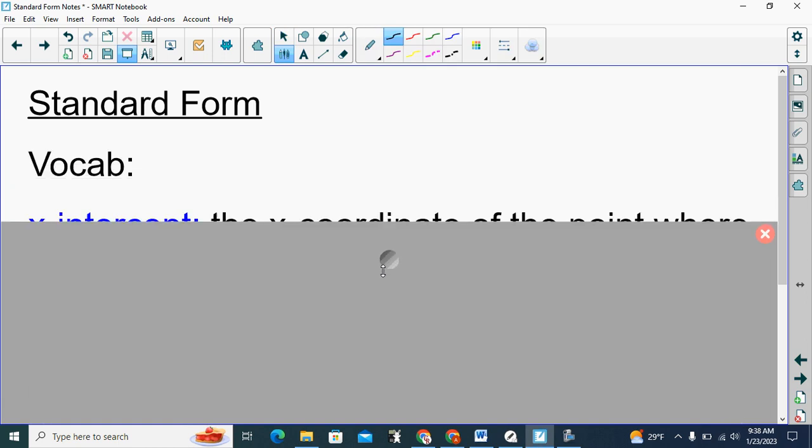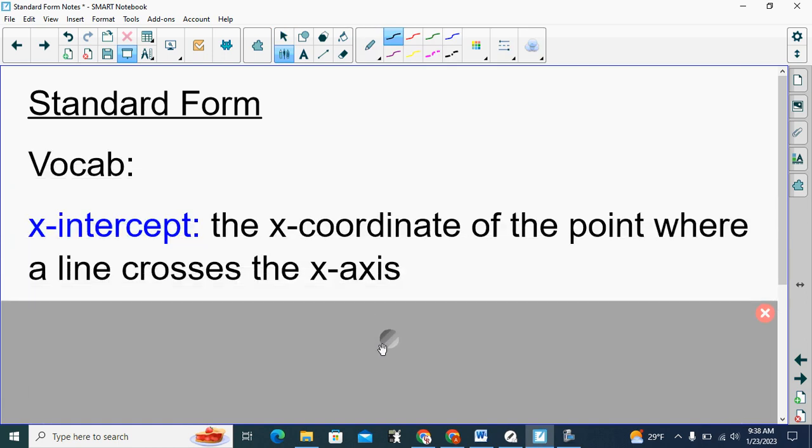Starting with some vocabulary. First of all, the x-intercept. We've been talking a lot about the y-intercept. The y-intercept is right in slope-intercept form. Today, the x-intercept is where the line crosses the x-axis. The x-coordinate of the point where the line crosses the x-axis is called the x-intercept.